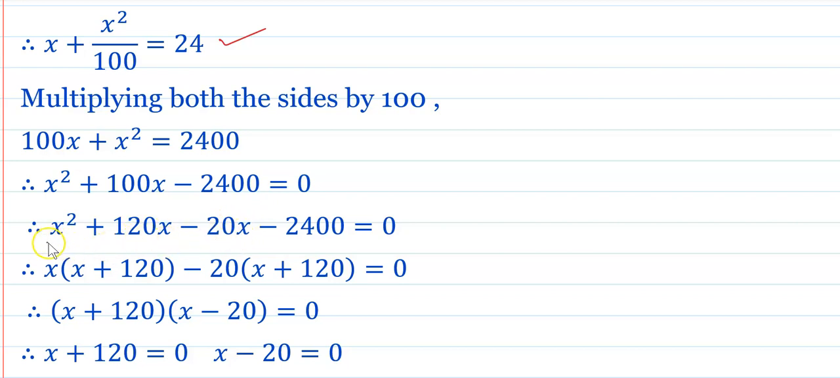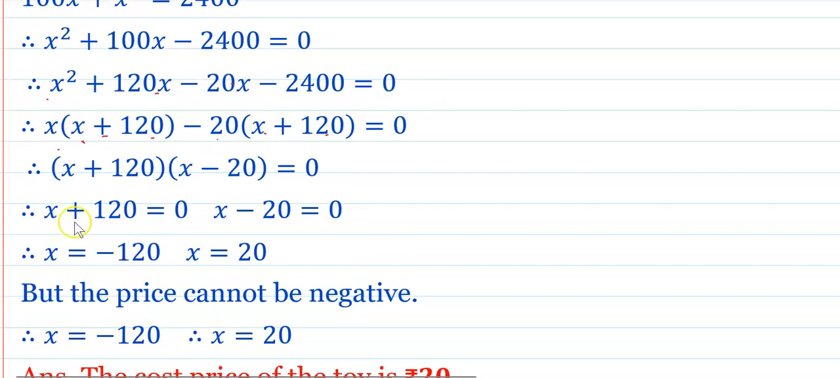Take the common. What is common from these two? The x is common, minus 20 is common. In bracket you will get x plus 120, x plus 120. Again take the common x plus 120. Then the remaining terms are x minus 20. Therefore, x plus 120 is equals to 0 or x minus 20 is equals to 0. X is equals to minus 120 or x is equals to 20.